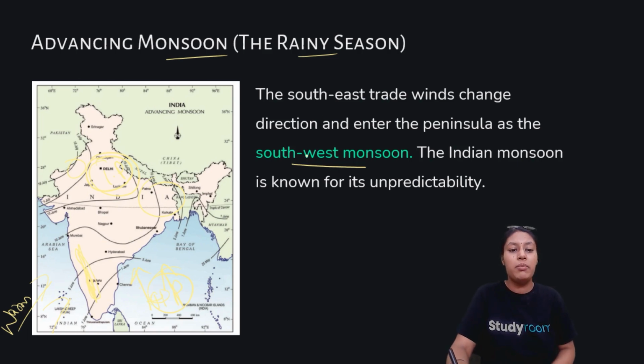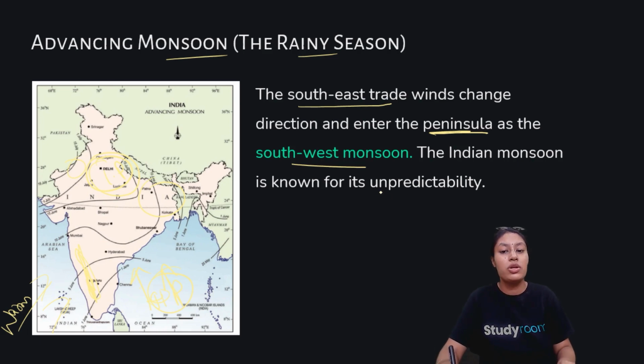So these winds are basically trading towards the southeast direction. Let me repeat once again. So it's very simple. There are winds which are trading towards the southeast, and they change their direction due to the Coriolis force that we have studied, and enter the peninsula and India as the southwest monsoon. Now this monsoon is known for its unpredictability, because you can never measure at what force and at what quantity these winds are coming.